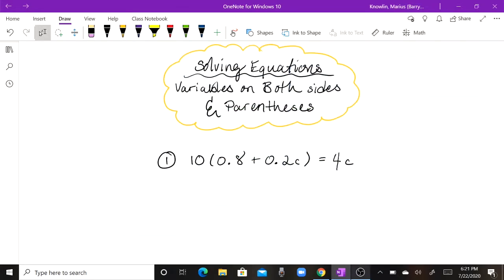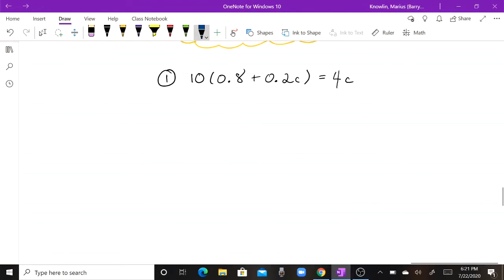Now, one more way to look at solving number one. Maybe you're a fraction person. We're going to work it out for my fraction people who prefer to see the numbers as fractions. So instead of 8 tenths and 2 tenths, we're going to convert both of those to fractions. So 8 tenths, let's convert to fractions.